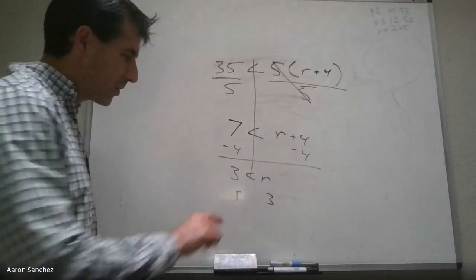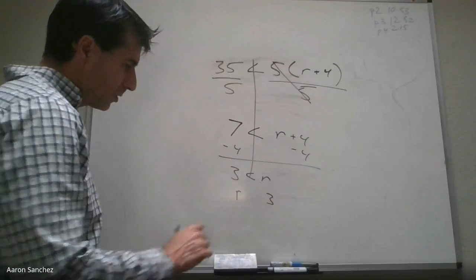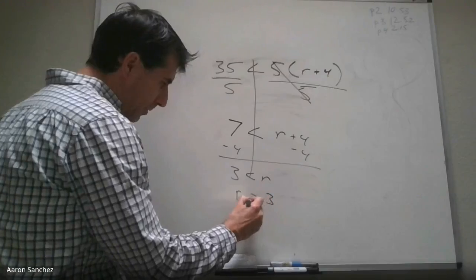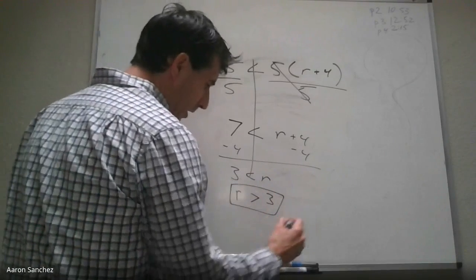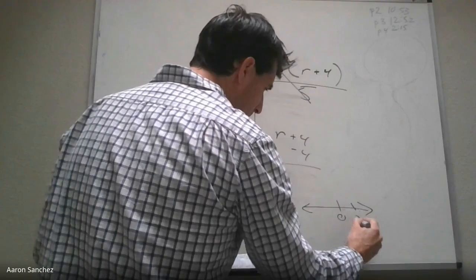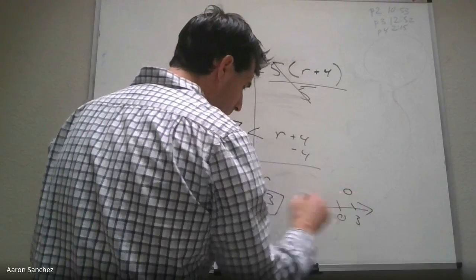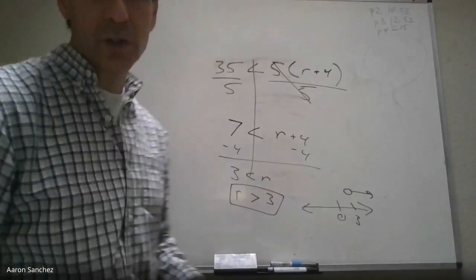The mouth is facing the R, right? So you want to do that. If you flip it around, make sure the mouth faces the R, and that is your answer. And now it's easier to see which way the number line goes, which a lot of you had. 3, open circle, that direction, and that's all you got to do.